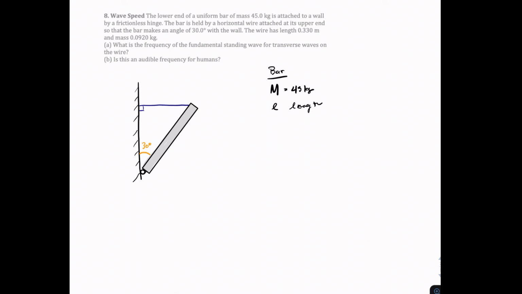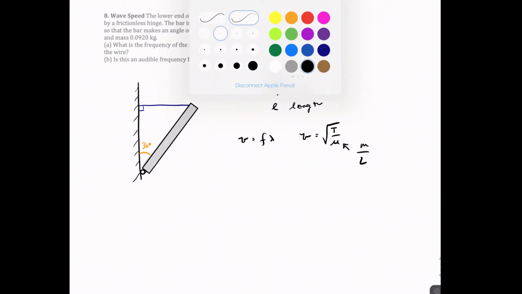Alright, so we know that we want to find the frequency, and we know that there's an equation that has frequency. So we're going to start with that. So remember, wave speed is equal to frequency times lambda. We also know that there's another equation for wave speed, which is equal to the square root of tension over linear mass density. And remember, linear mass density is just mass over length. Okay, well, let's make this little m. So that would be the mass over length of the string, which we have different numbers for.